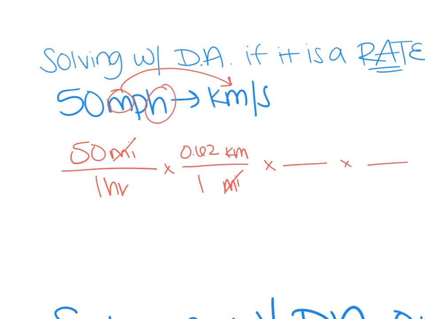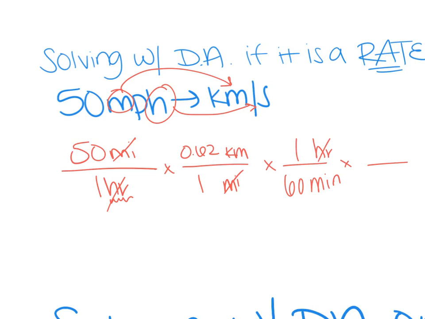Do you know exactly how many seconds there are in an hour? You're like, I'd rather go minutes. Okay. So most people, look, hours now, do you guys see how hours is on the bottom? So to get rid of hours, I need to put it on top. So most people are going to go hours to minutes. So they'll say 1 hour is 60 minutes and then they'll cancel out the hours. Now I have this in kilometers per minute.